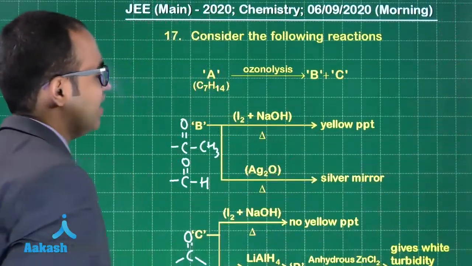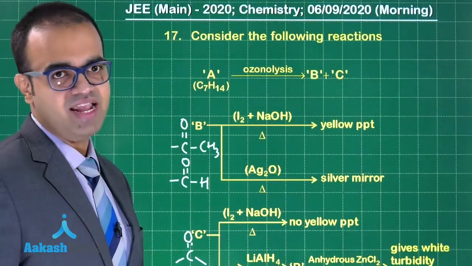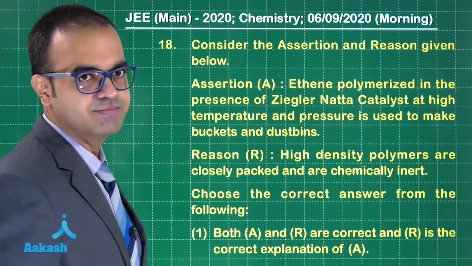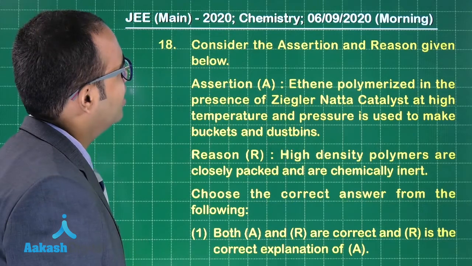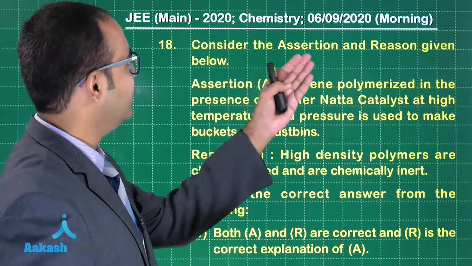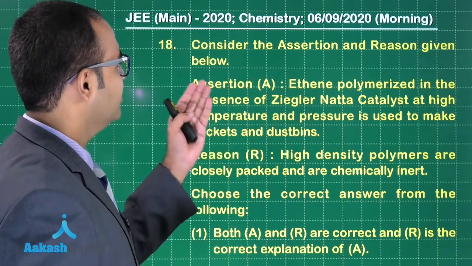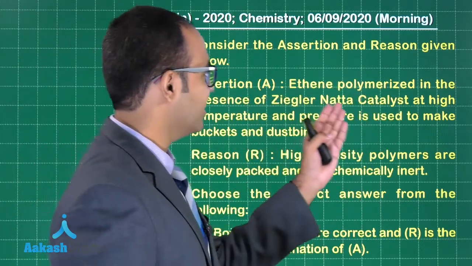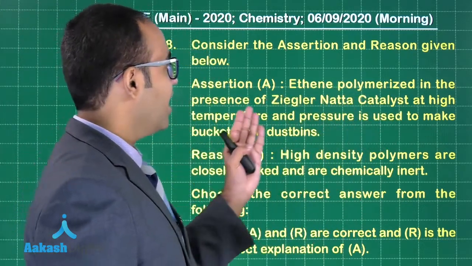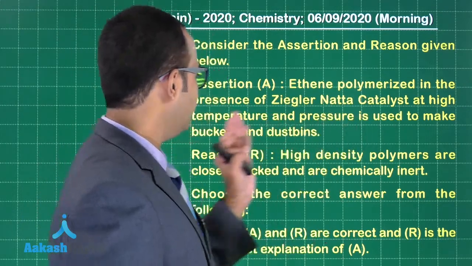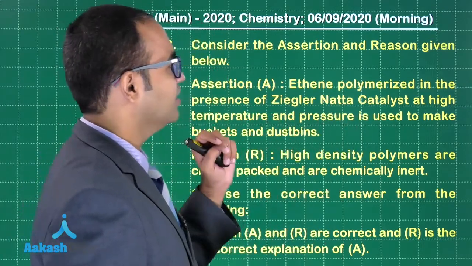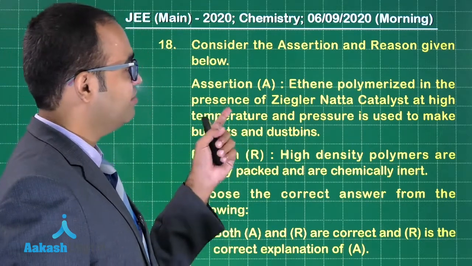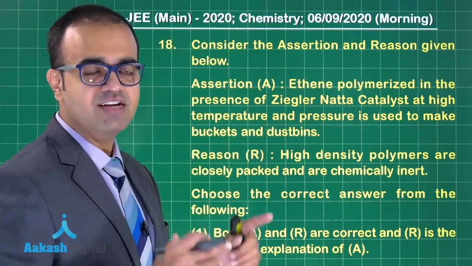Okay. Let us quickly move on to question number 18, guys. Oh, assertion and reasoning, guys. Let's see what is given. Consider the assertion and reason given below. Assertion: ethene polymerized in presence of Ziegler-Natta catalyst at high temperature and pressure used to make buckets and dustbins. First of all, ethene, if it polymerizes in presence of Ziegler-Natta catalyst, it will give you what?